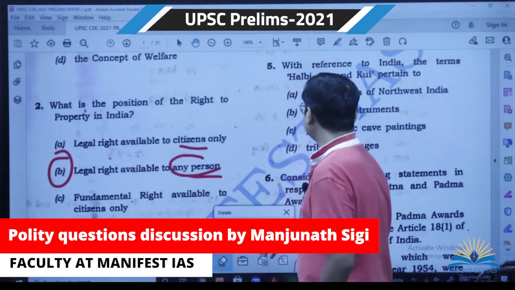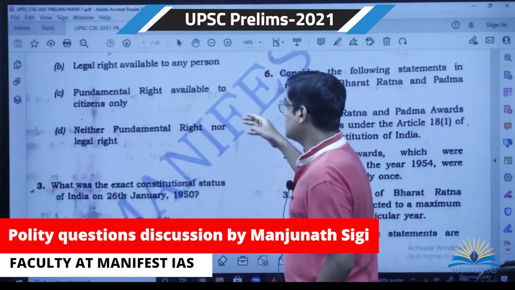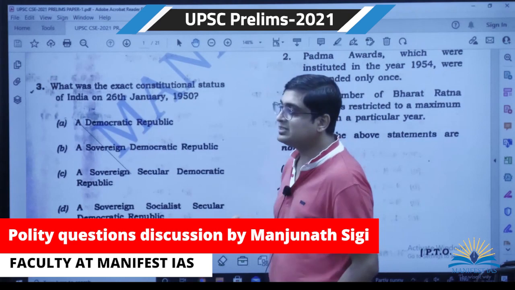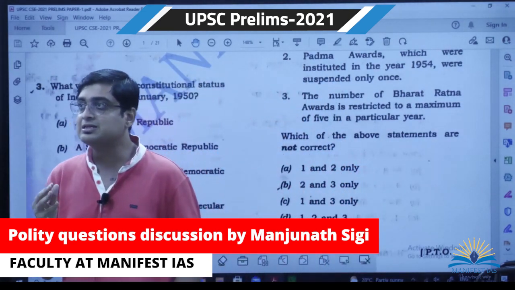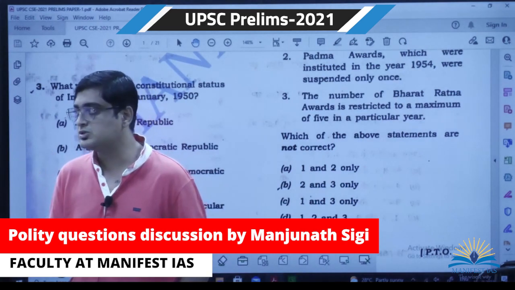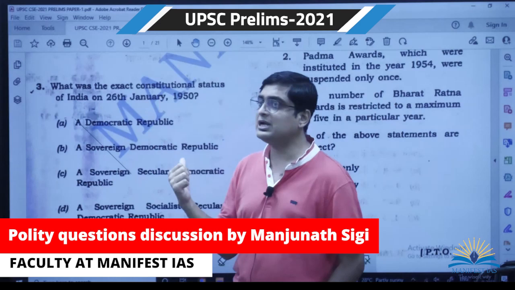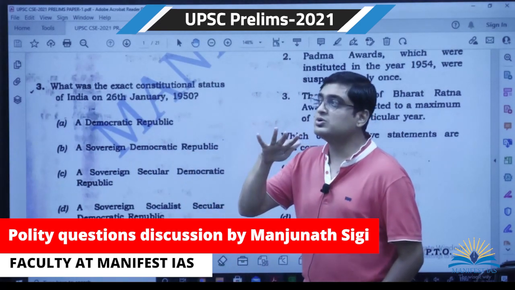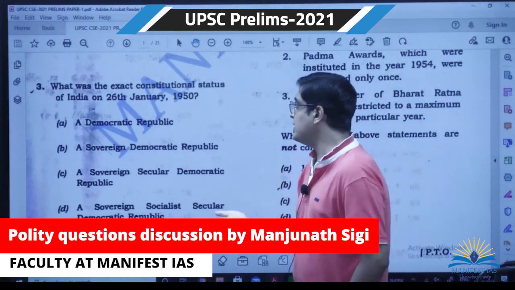Third question. What was the exact constitutional status of India on 26 January 1950? What is this date? This date is the date of enforcement of the Constitution. We adopted the Constitution on 26 January 1949. It was enforced. Enforced means that the Constitution got applied to India. It was put into implementation.